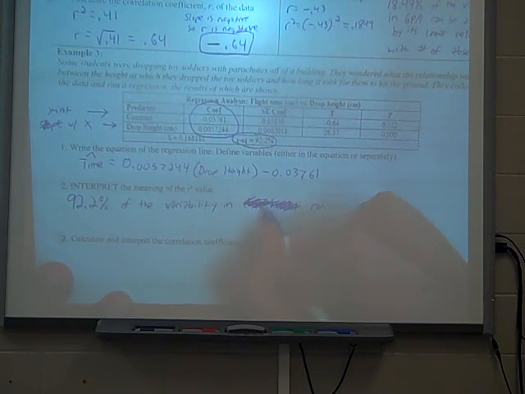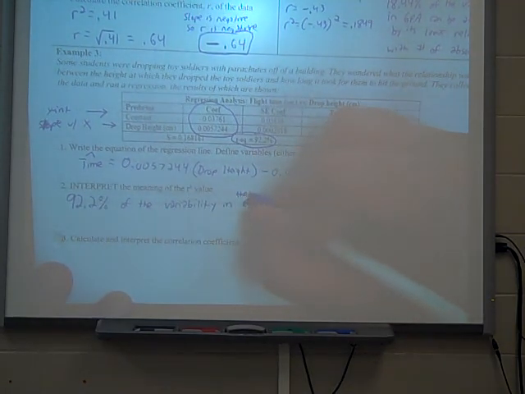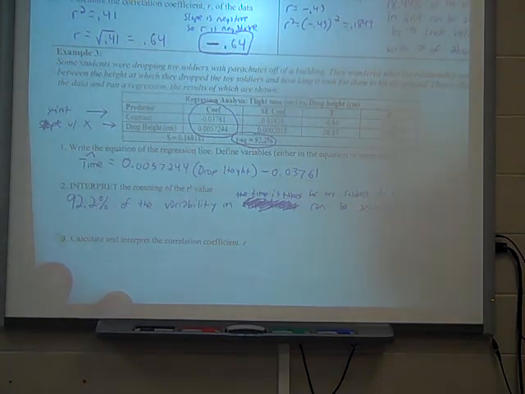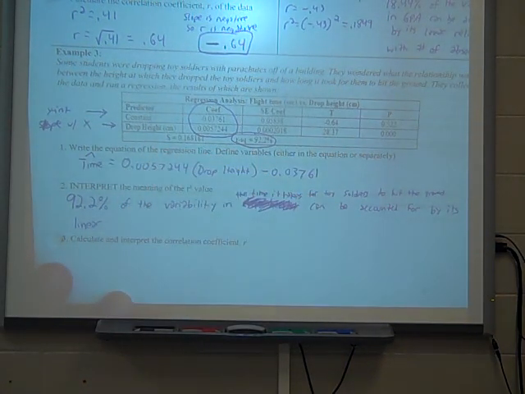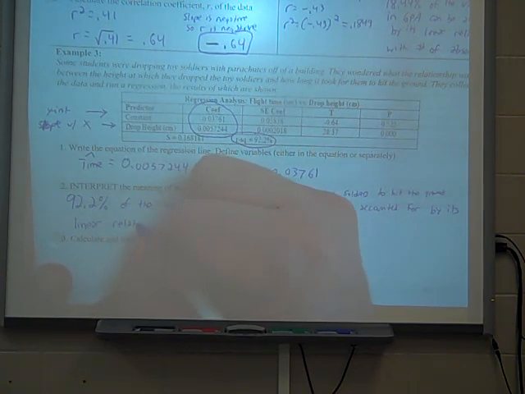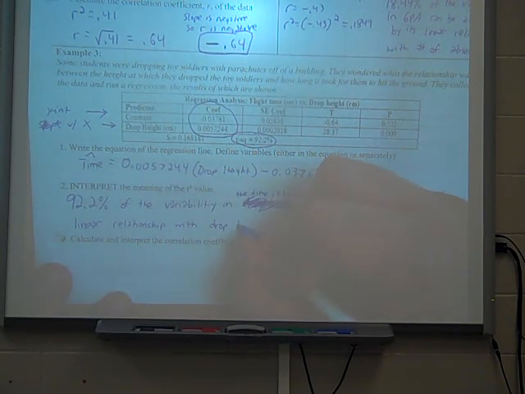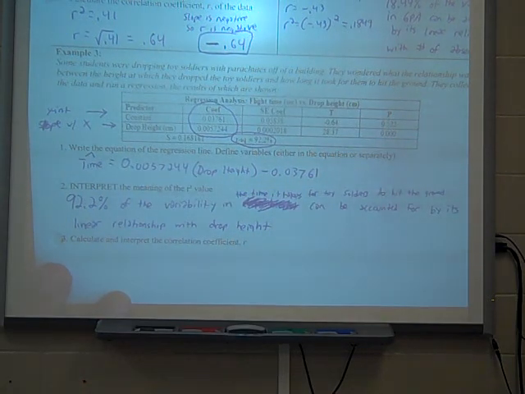No, my y value is the time, right? 92.2% of the variability in the time it takes for toy soldiers to hit the ground can be accounted for by its linear relationship with drop height. Yeah, folks, almost made a mistake there.